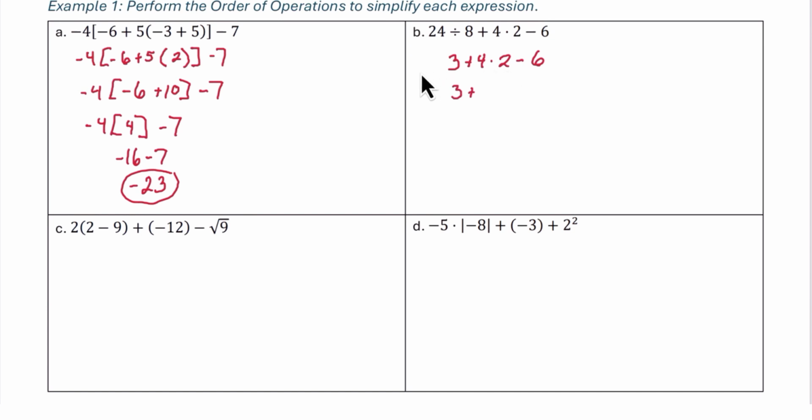3 plus 4 times 2 is 8. And then we add and subtract left to right. So reading left to right, we have 3 plus 8 is 11 minus 6. 11 minus 6 is 5.